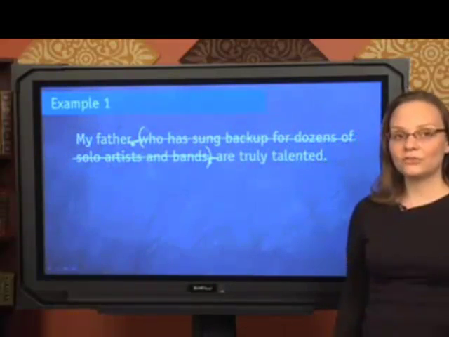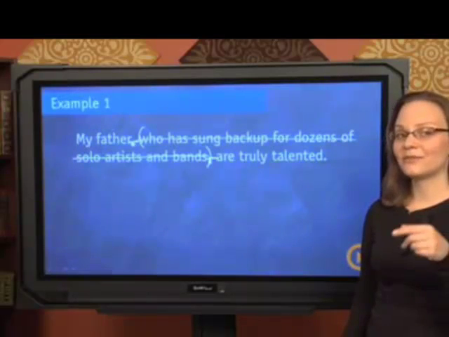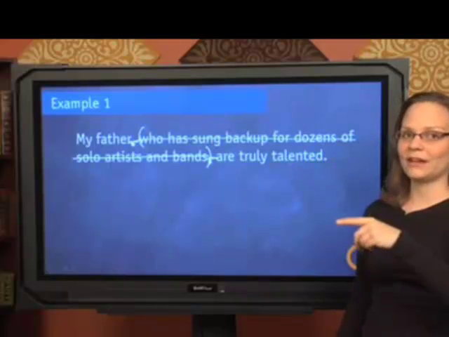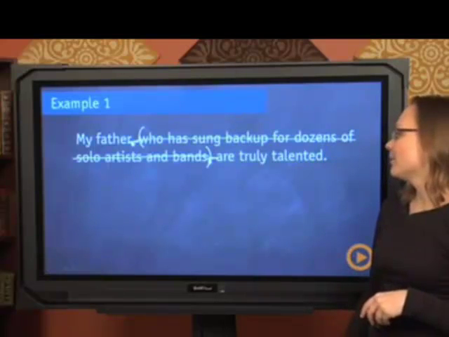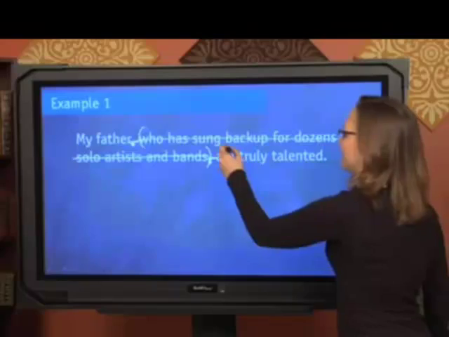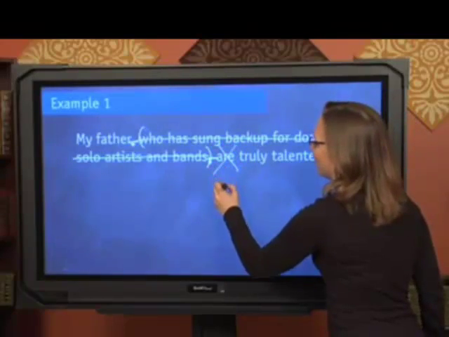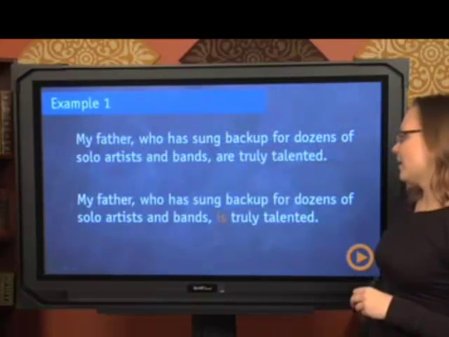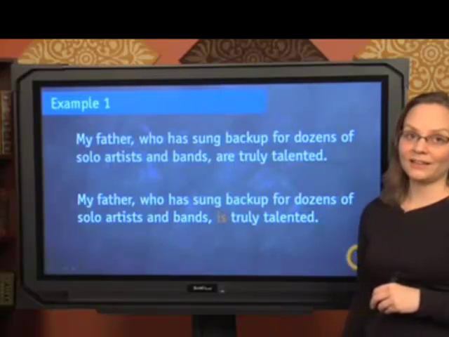What's left is a nice short sentence where the subject and the verb are adjacent again. So we're back to that situation like I am or Grace is. We have, my father are truly talented. Now, you probably already knew the sentence was wrong, but now it's even more obvious. My father are should definitely be my father is. So sure enough, here's the final answer. My father, who has sung backup for dozens of solo artists and bands, is truly talented.